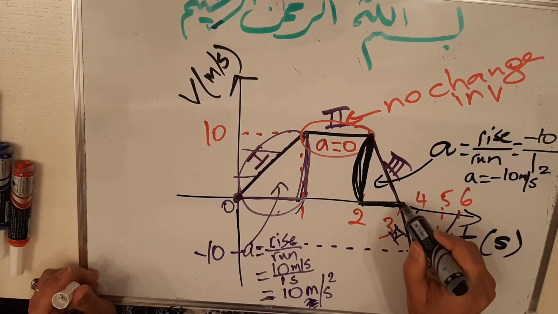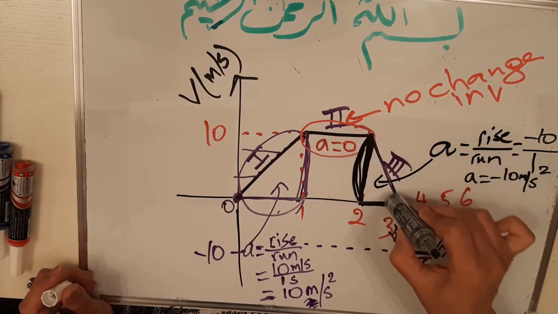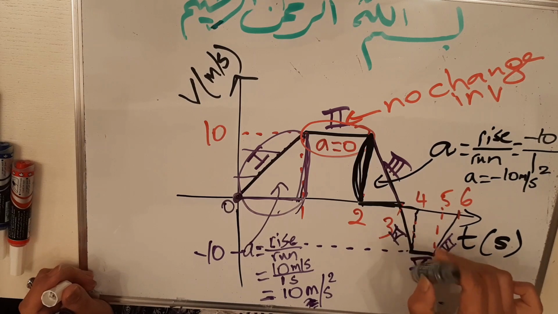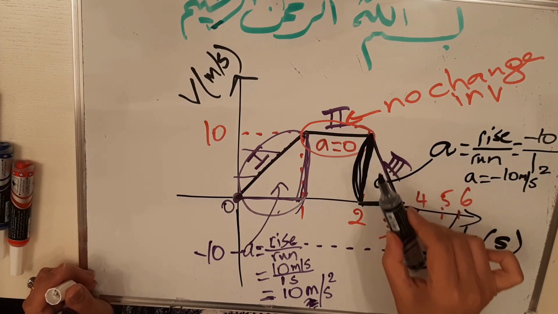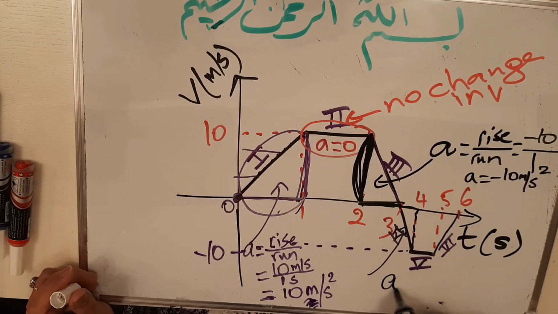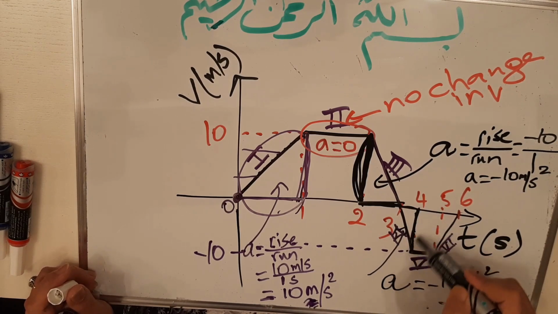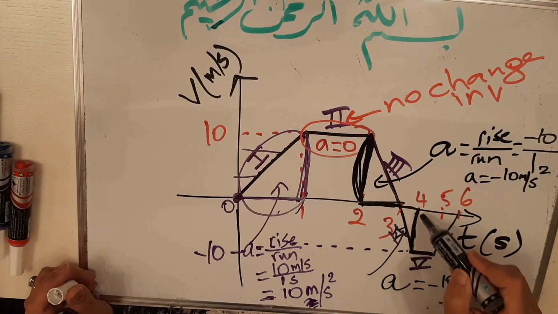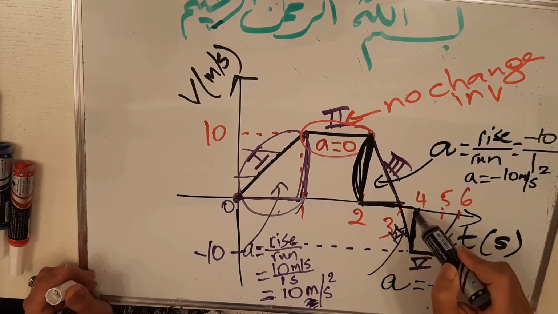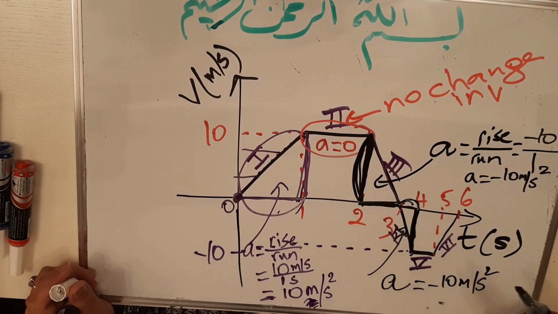For this part here, it's the same line, right? It's just that this part is positive and this part is negative. So of course, the slope of one line is always the same. So you should be finding for this part here also minus 10 meters per second squared. But we could show it. This is not a rise again, this is going down, so it's going to be negative 10, and this is 1, so negative 10 over 1 is going to be minus 10 meters per second squared.